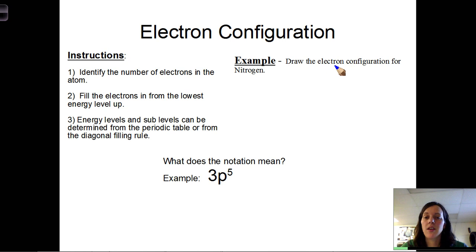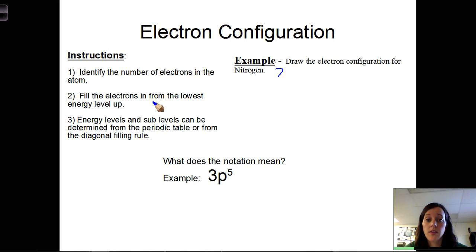Your slides actually have a typo, I believe. This probably still says noble gas configuration. Just cross that out and put in electron configuration, please. Nitrogen still only has 7 electrons, though. So we're going to show you where those are located.